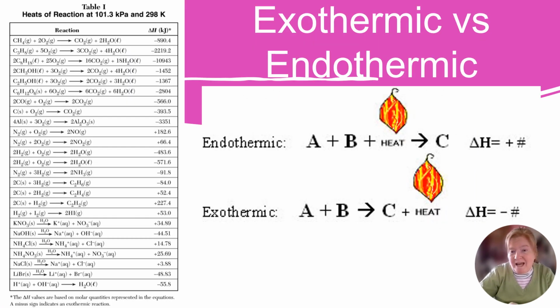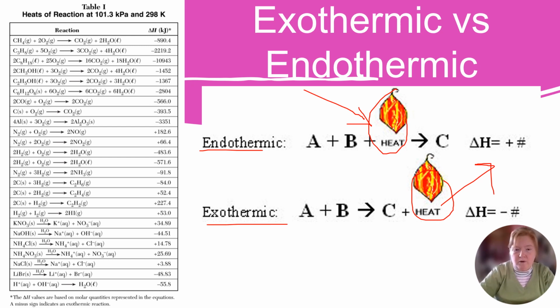The difference between exothermic and endothermic, which you know table I tells you at the bottom a minus sign indicates exothermic. But when we see energy or heat or calories or joules on the reactant side, energy is coming in, endothermic. When we see heat or energy or joules or calories on the product side, energy is leaving, it is exothermic.